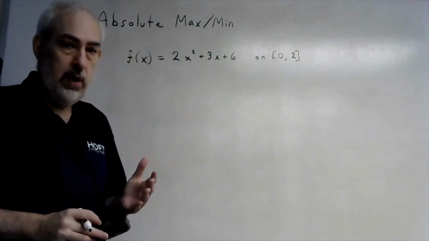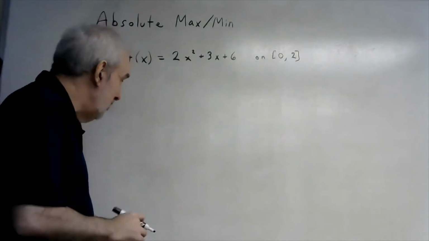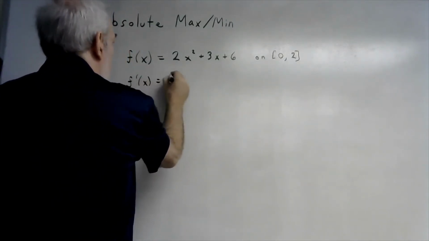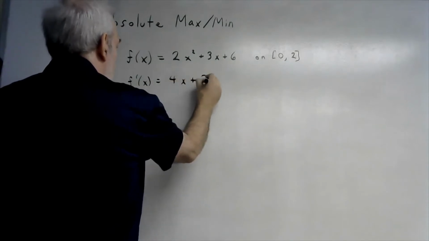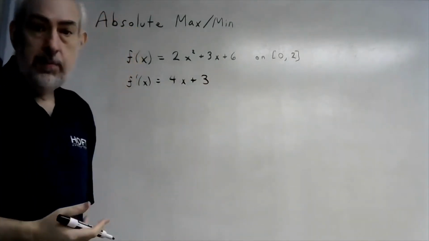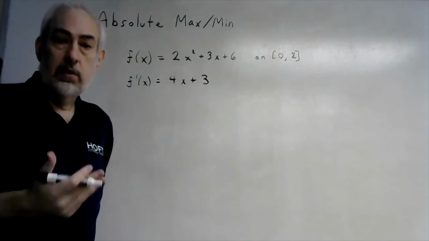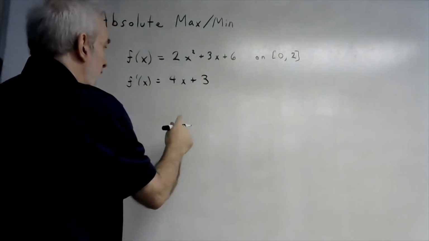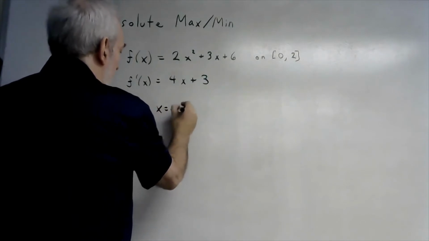So step one, find your critical points. If we take the derivative of this, we get 4x plus 3. Critical points are going to be whenever the derivative is either 0 or undefined. So this derivative is equal to 0 when x is -3/4.